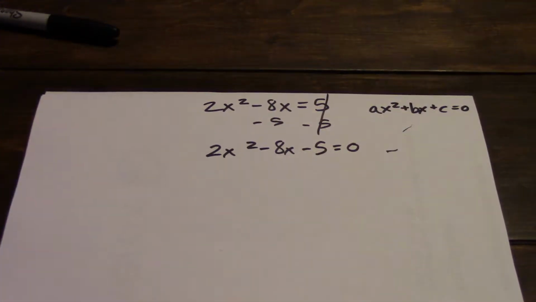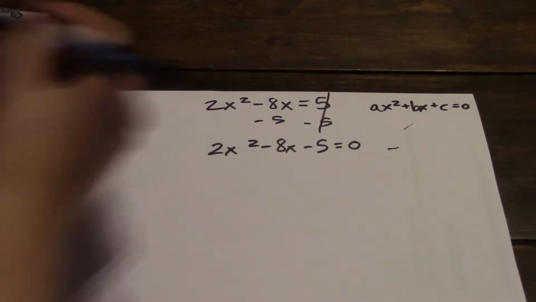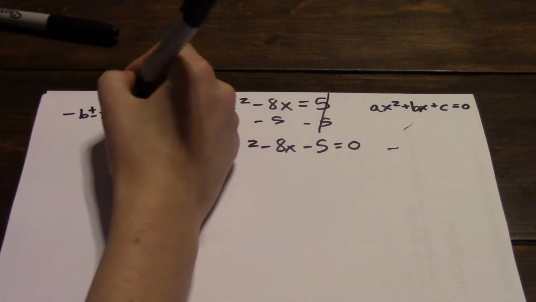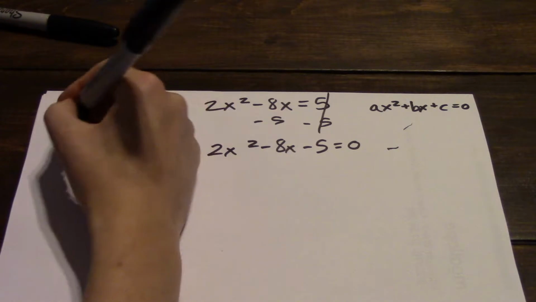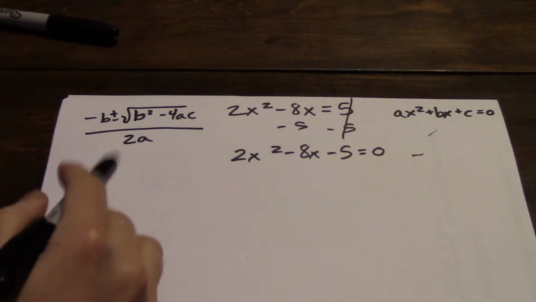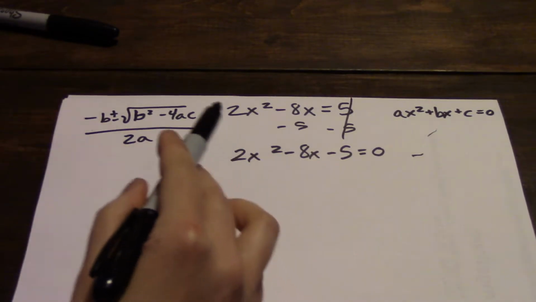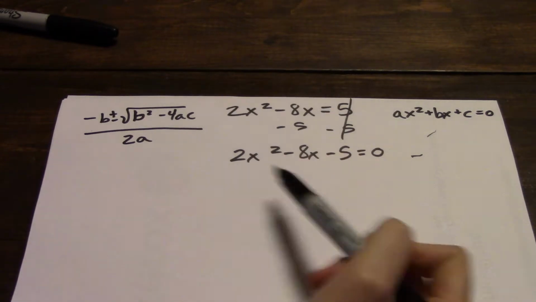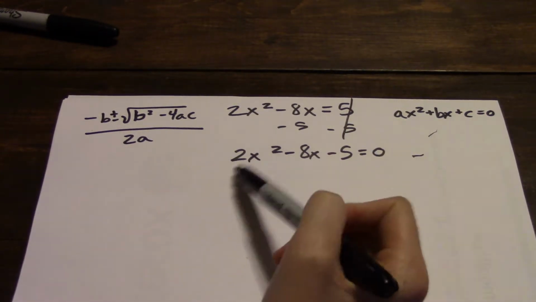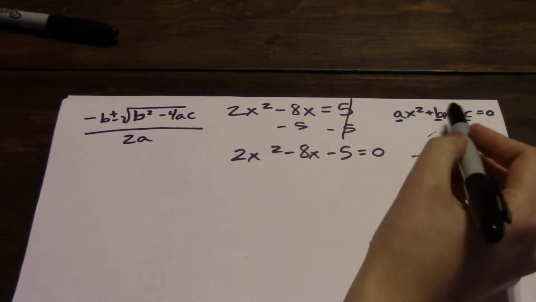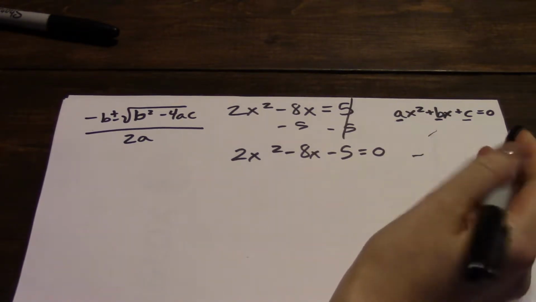The two concepts we're going to want to use here are the order of operations and the quadratic formula. The quadratic formula can be seen up here: negative b plus or minus the square root of b squared minus 4ac, all over 2a. And each of these constants corresponds with these letters, and it's a simple plug and chug.